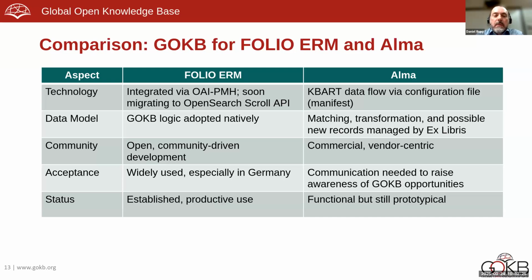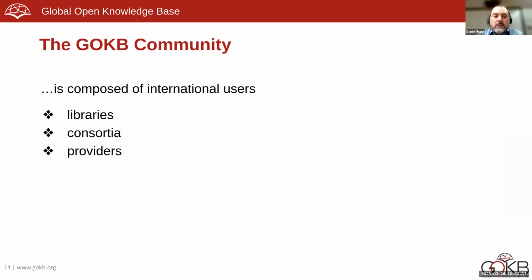And regarding Alma, there's a lot of communication needed, to raise awareness that the GOKB is also there, and they can give opportunities for the libraries that are using Alma. And regarding the status, for Folio ERM it is established. You have had productive use for years now. And in Alma, it's functional. It works, although there are challenges, but it's still prototypical. So I think this is a short overview of how GOKB data is used for Alma.